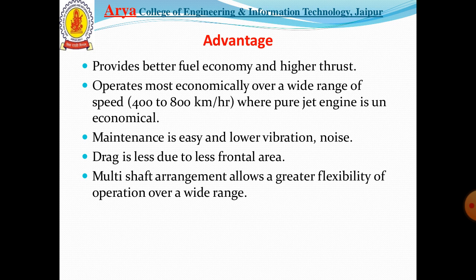Advantages of the cycle. First, it provides better fuel economy and higher thrust. Second, it operates most economically over a wide range of speed between 400 to 800 km per hour, where a pure jet engine is uneconomical. Maintenance is easy, and there is lower vibration and noise. Drag is less due to the less frontal area. And lastly, the multi-shaft arrangement allows greater flexibility of operation over a wide range.